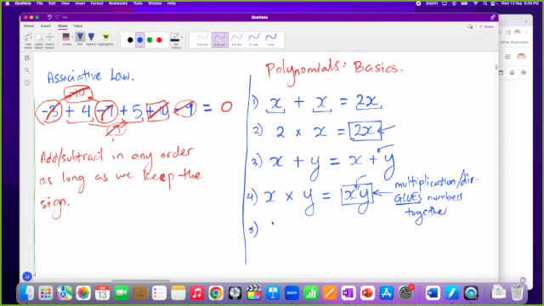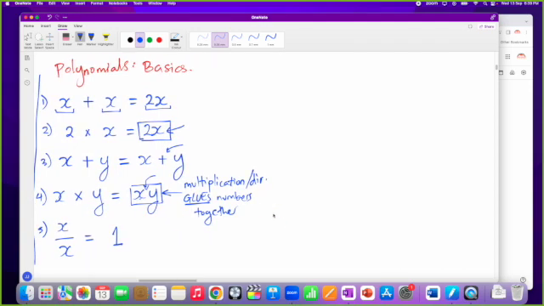Similarly, when you're dividing, I mean, you have x divided by x. Anybody want to tell me what this is? It's 1, right? x divided by x is 1, because it's the same number divided by itself. What about 2x divided by x? The x's here will cancel, and you will get 2.